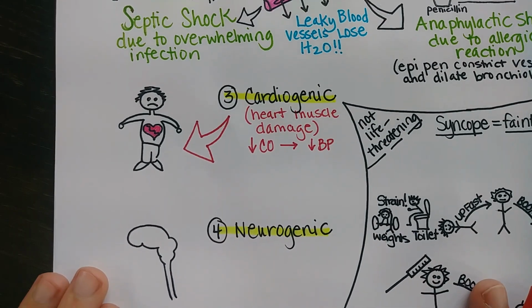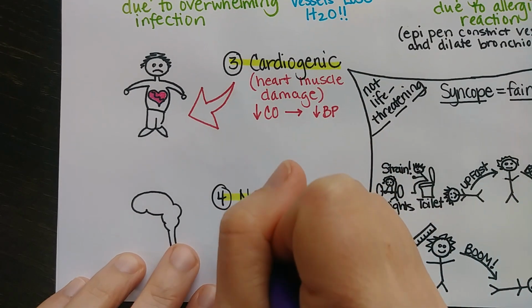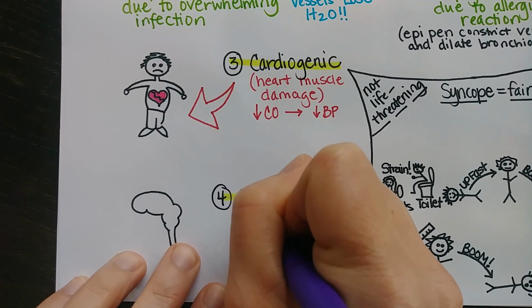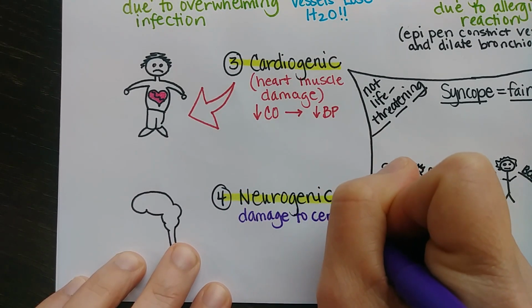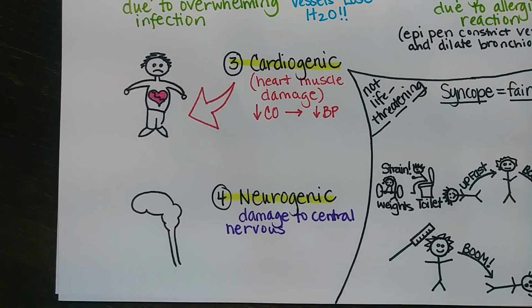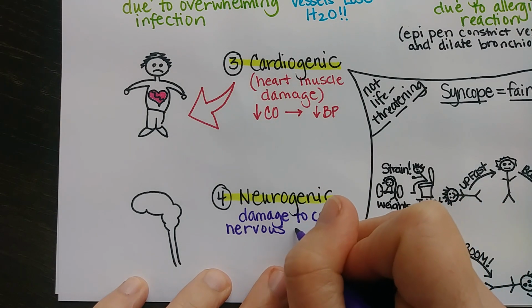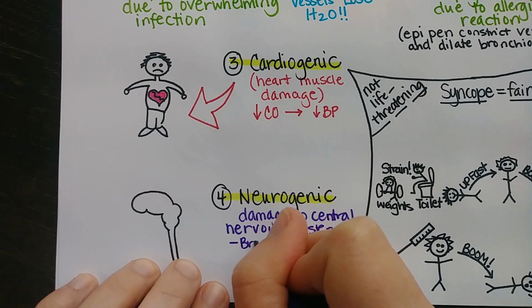And then let's use our arrow here. And then neurogenic, I will use my purple pen for this one. Neurogenic shock is usually due to damage to the brain or spinal cord. So damage to the central nervous system that is controlling usually vasodilation, so through the brain stem. So it could be the brain or the spinal cord.